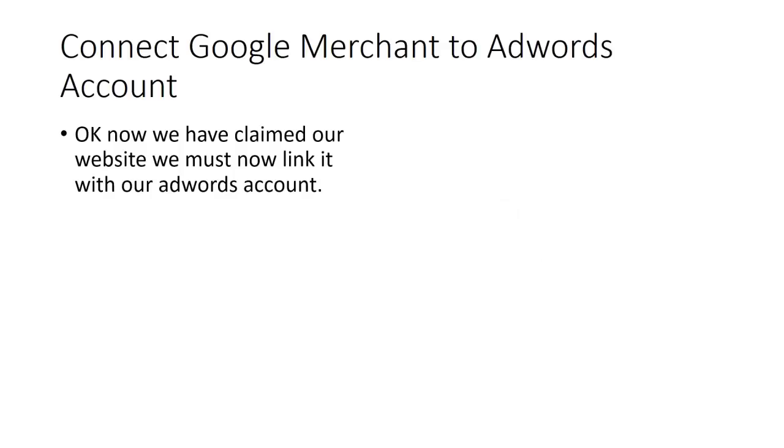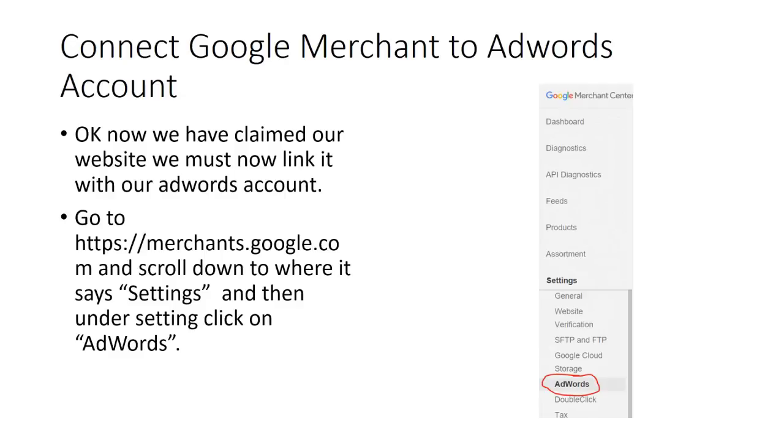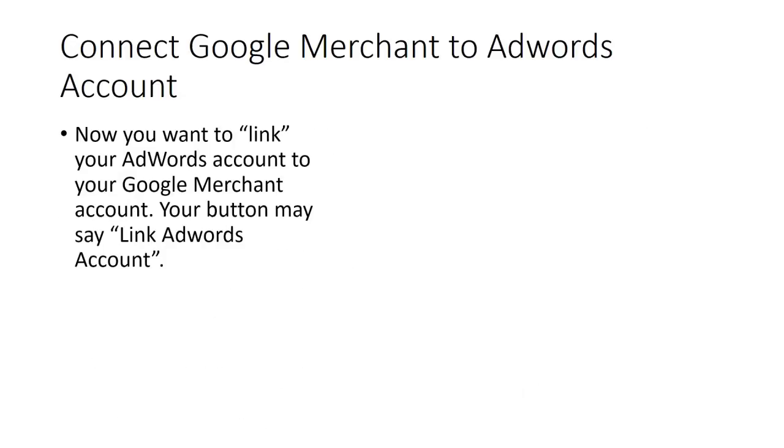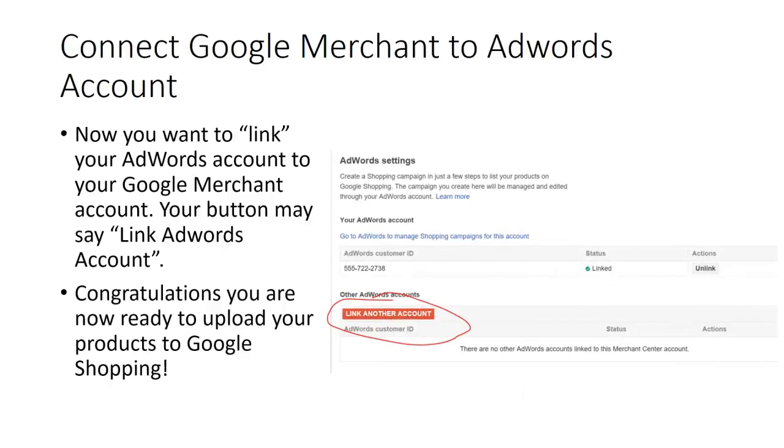Now we must link it to our AdWords account. So we have our Google Merchant account. We want to link it to our AdWords account. All right. So we want to go to the merchant account and scroll down where it says settings, and there under settings click AdWords. All right. So now you want to link your AdWords account to your Google Merchant account. Your button may say link AdWords account, and so you would do that right here. And then after you click that, it's usually an instantaneous thing. They're linked together. If you're having trouble, it's probably because you haven't verified your website in the Google Search Console. So that's a very important step there.